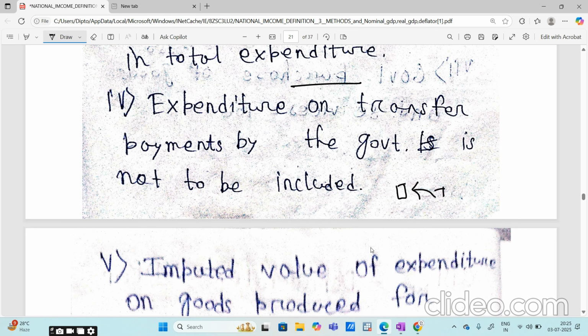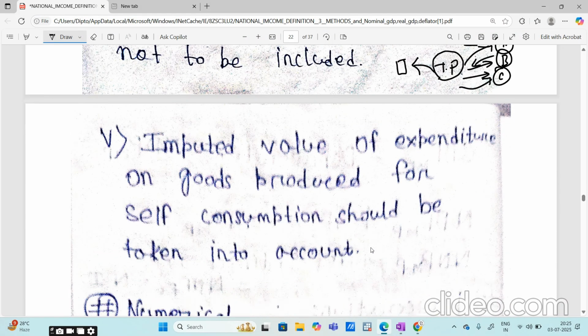So transfer payment is basically a type of payment from which the government doesn't expect anything back. Whoever the transfer payment is given to, suppose person A, person B, person C, the government is giving the transfer payment to all of them. Now the government can't expect anything back from these people. This is the motto of transfer payment. So expenditure done on transfer payment should not be included in the calculation of GDP.